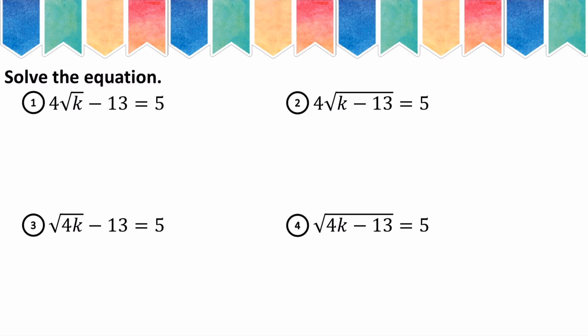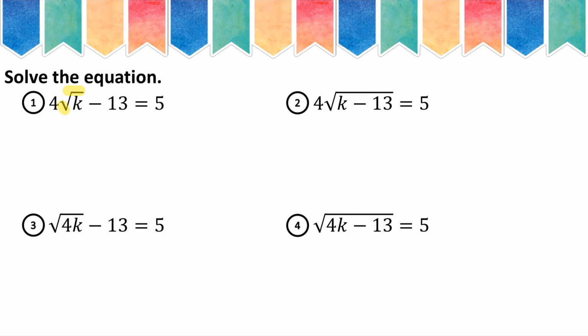They all have 4, they all have k, they all have minus 13, they all have equals 5, and they all also have square roots. However, when you look closely at these different problems, you'll notice that they're slightly different.